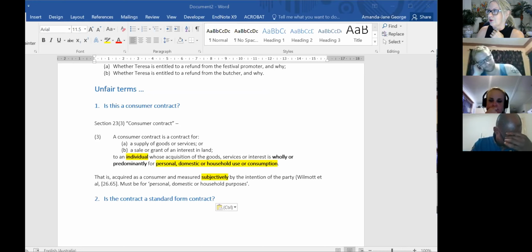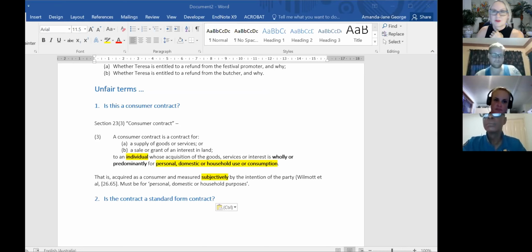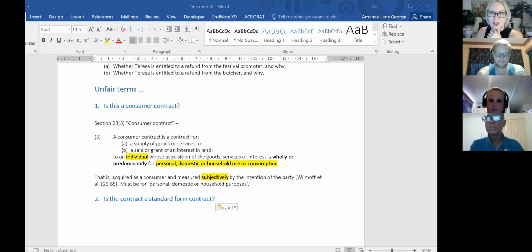So then, is this a standard form contract? Where do we go to look and see if something is a standard form contract? I'm just sorry, I've still got my two-screen issue, so I look like I'm split personality here. But anyone know? Anyone? I'll do a Ferris Bueller. Anyone? Section 23.